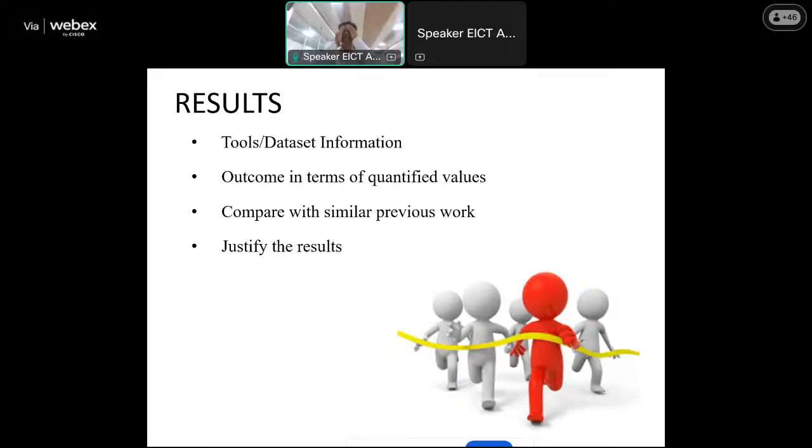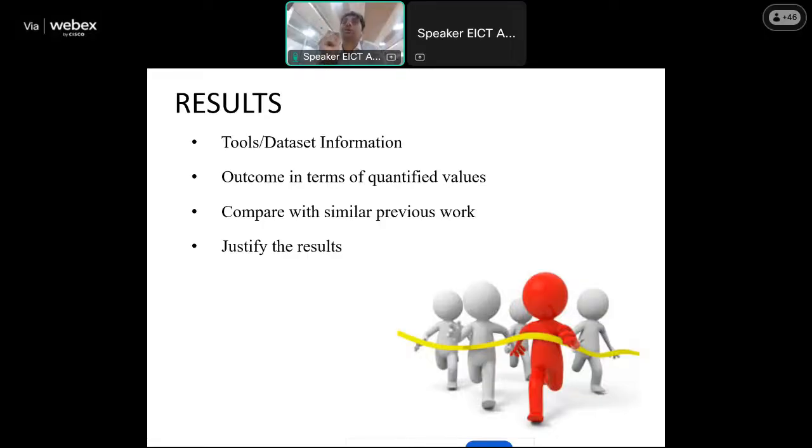Then the result. In the result section, you should write which tools you have used in order to derive the result, and whatever dataset you have used. What is the outcome of your result with the quantified value? See, don't write that your performance is better. No, it will not work. You should quantify it, whether the performance is improved by 10%, 20%, 30%, whatever it is, that should be clearly quantified. So your quantified parameter is the important part of your result.